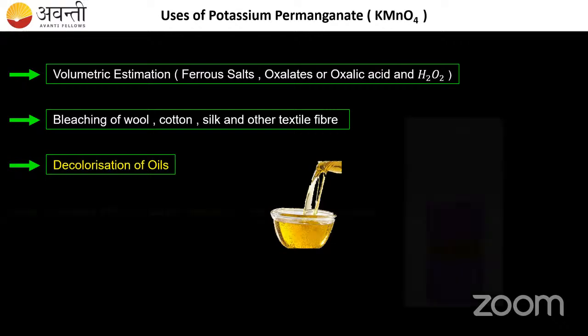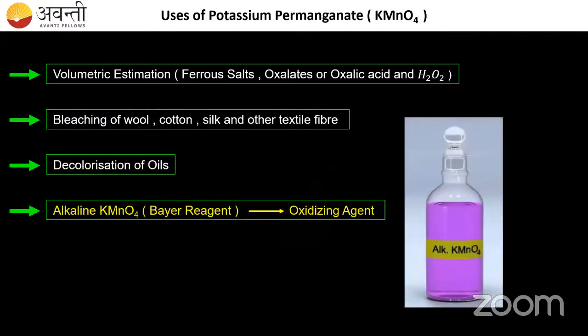And the next use is alkaline KMnO4, which is called the base reagent. Alkaline means basic. Basic KMnO4 is used as an oxidizing agent. Base reagent is very important. It is nothing but alkaline KMnO4. So these are the 4 uses of potassium permanganate. Very important uses. Got it?